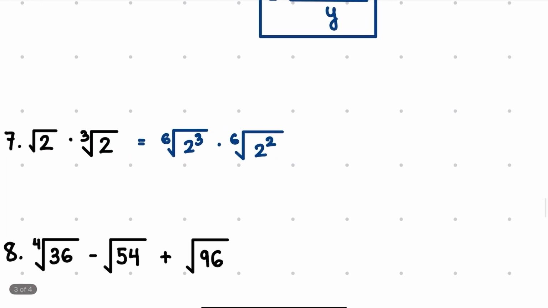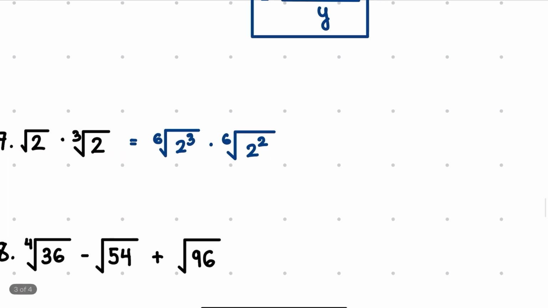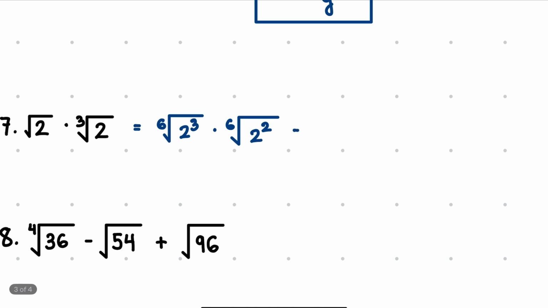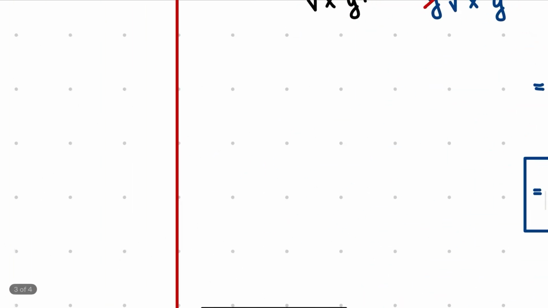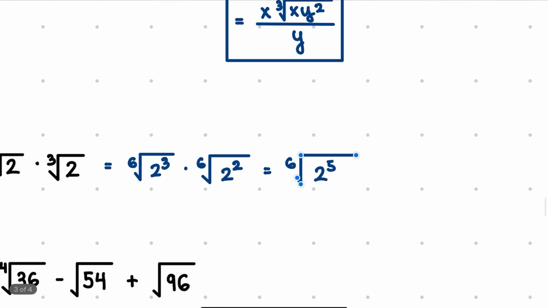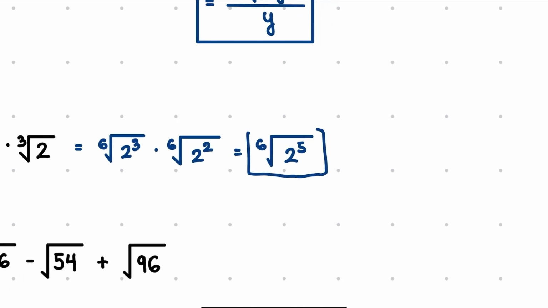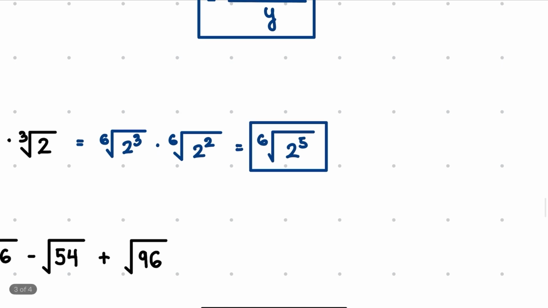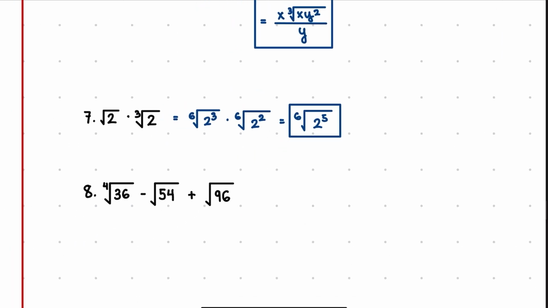And then from here, since we already have the same nth root, which is the 6th root, we'll be left here with the 6th root of 2 cubed times 2 squared, or basically 2 raised to 5. Oopsies, my bad. There. So this one will be the final answer. You can simplify 2 raised to 5 to 32, I think, but I'm fine with this one.